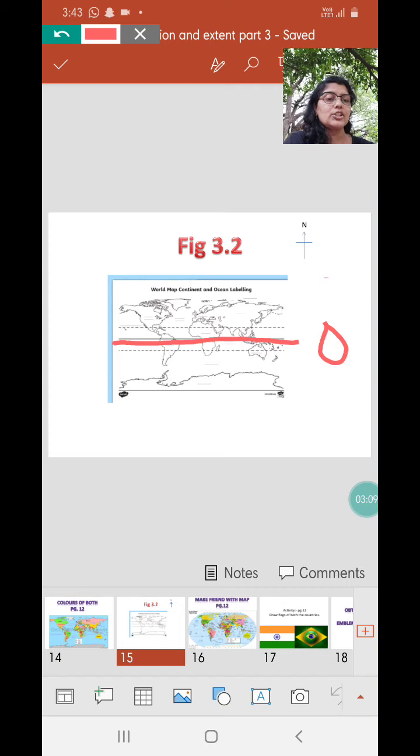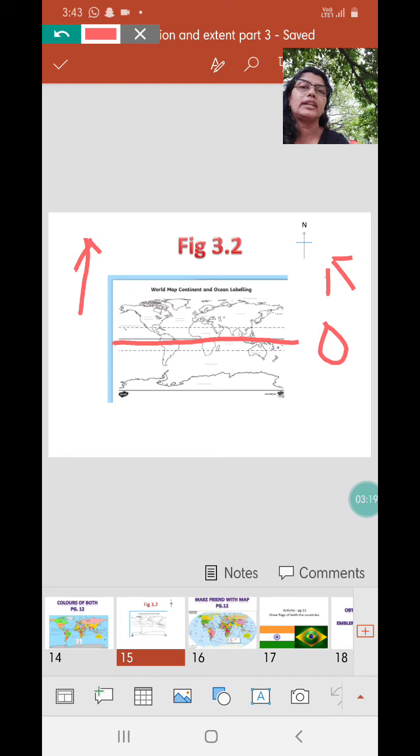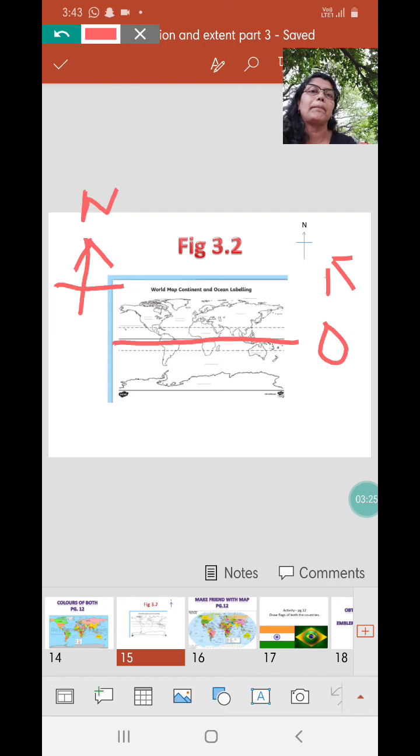The next question is: show the symbol for direction. I have shown it here already. Every map conventionally shows the north direction with an arrow pointing towards the north. North may be written or may not be written. You can also draw a line perpendicular to it showing east and west direction, but there is no need to mention them.